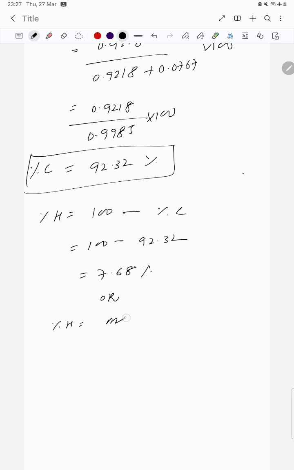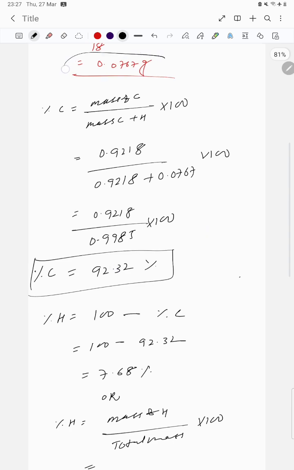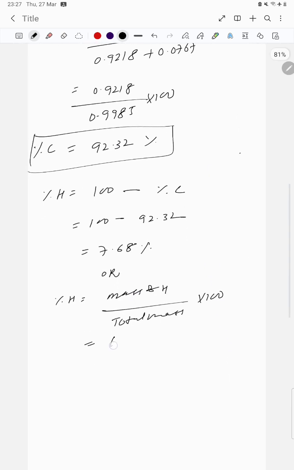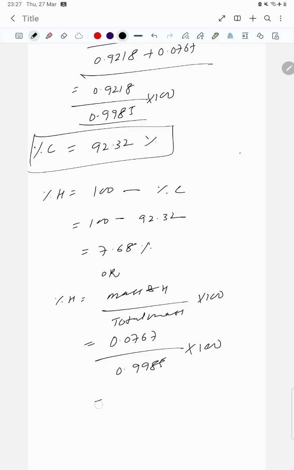Or the other way, student, for calculating percentage hydrogen: mass of hydrogen divided by total mass, multiplied by 100. How much did you get as the mass of hydrogen here? 0.0767. Total mass, student, we have just added these two, 0.9985, multiplied by 100. On solving, 7.68% is coming. So we got the percentages of both substances, carbon and hydrogen.